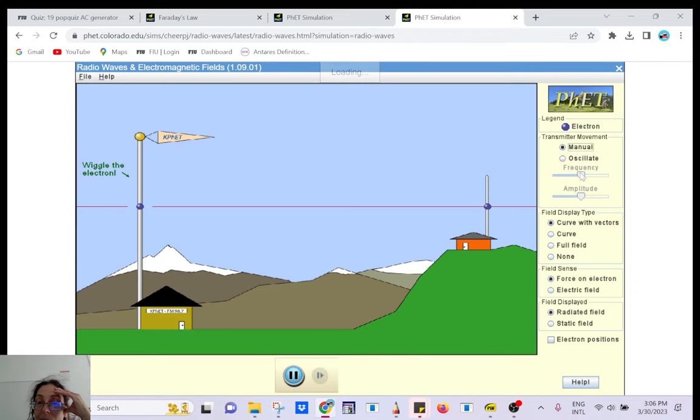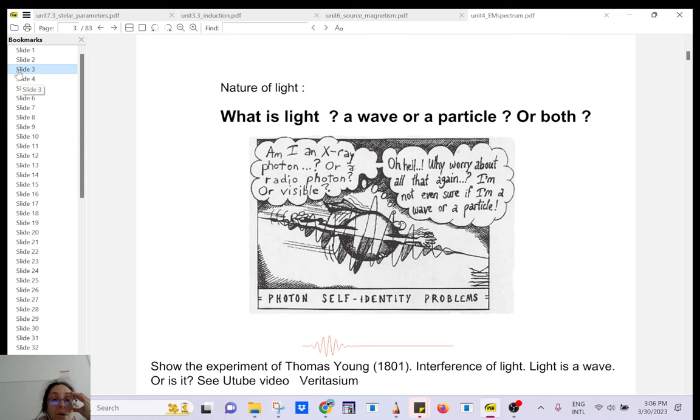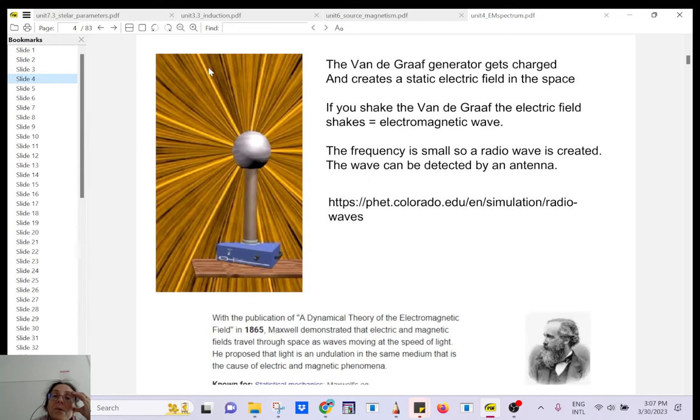Okay, let's see. I'm going to oscillate. So somewhere you are broadcasting, so you're going to have an antenna. So you're going to have an electron here that will start to oscillate. Because it's oscillating, do you remember the electric field with the Van Graaff generator? The Van Graaff generator changes the space around and generates an electric field, right? It's called the static electric field.